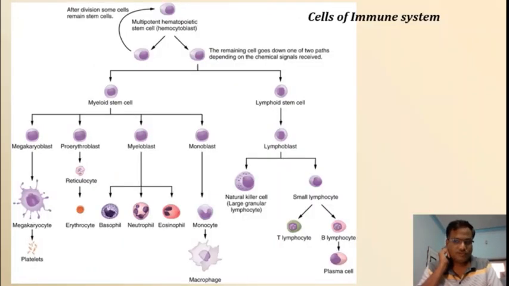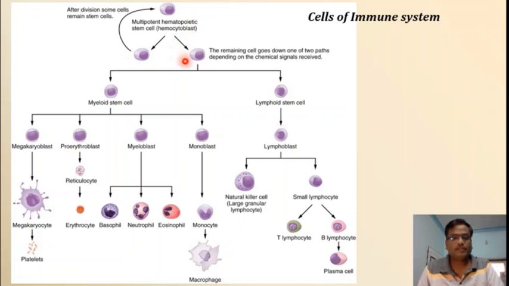Okay, so this is a small overview of different types of cells of the immune system. Now, this is the multipotent hematopoietic stem cell, which is going to give rise to all kinds of blood cells. Now remember, some of the cells will retain that potential and become stem cells, so that they can become a permanent source of blood cells.